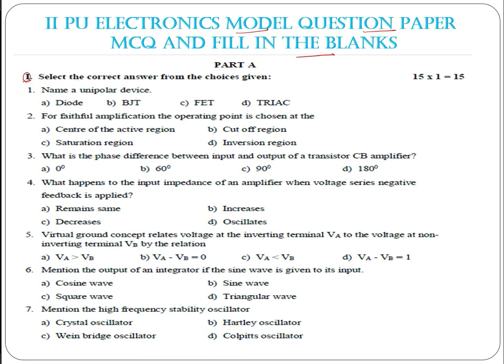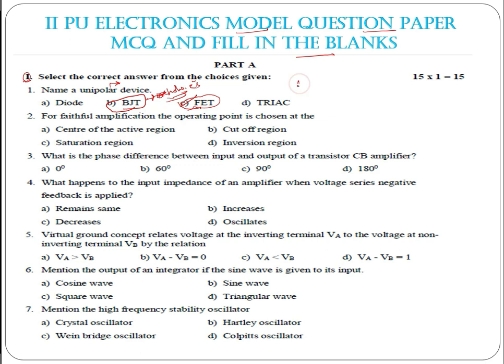Name a unipolar device. Unipolar means only one charge carrier, that is FET. This one is a bipolar, that means it has both charge carriers. This has holes as well as electrons, so this becomes bipolar. Unipolar is FET, that is either N channel or P channel.